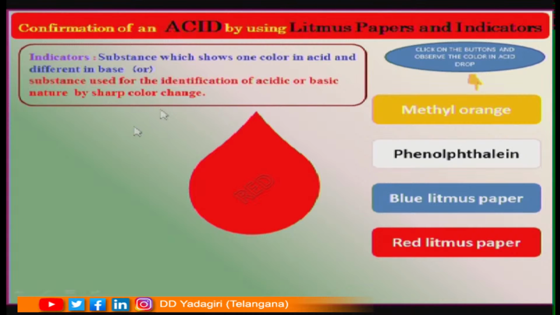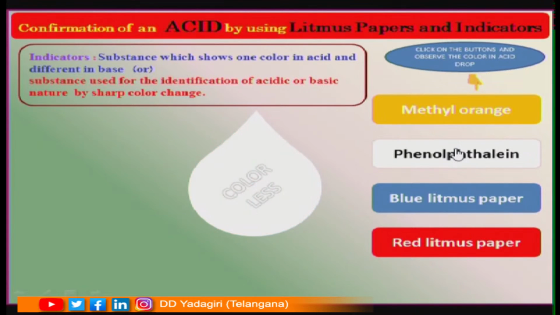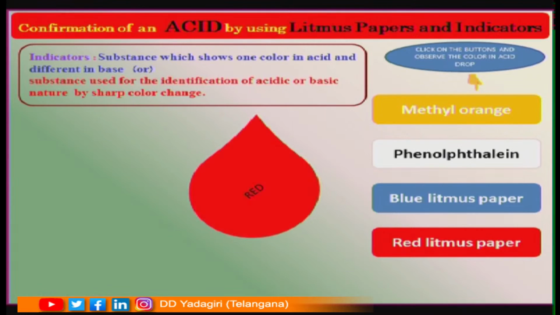Next, when we add phenolphthalein indicator, see, the droplet is colorless, which means there is no action of phenolphthalein on acids. Next, when we dip blue litmus paper in this droplet, see, the blue litmus turns red. This means acids turn blue litmus to red. Next, we will dip red litmus paper. Now, you see there is no change in the color of red litmus. These are the characteristics of acids with all four indicators, that is methyl orange, phenolphthalein, blue litmus and red litmus paper.